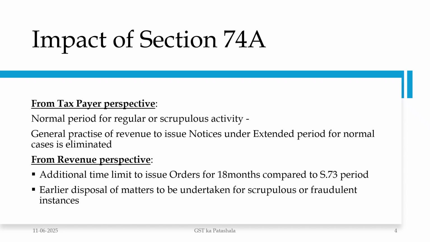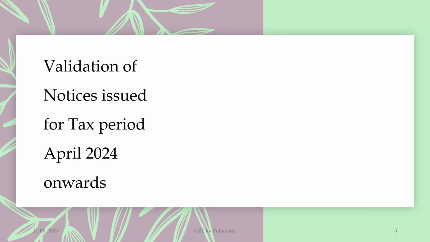Earlier, disposal of matters for fraudulent activities, etc., used to have a much bigger period. Now the time limit has been condensed for them to conclude within a span of 42 months. So they don't have that lethargic time period. Whatever fraud and suppression cases are there, they have to conclude much in advance.